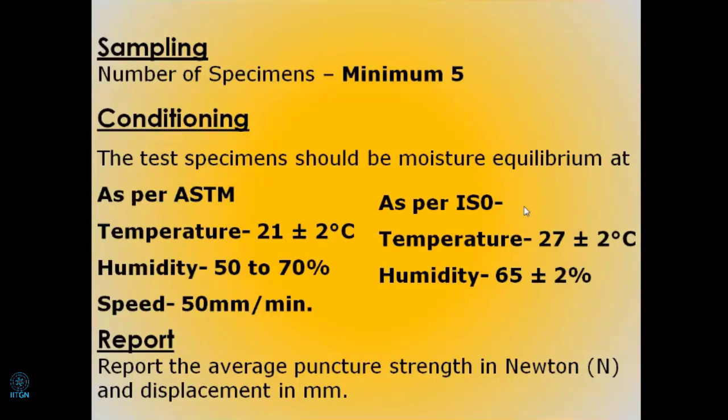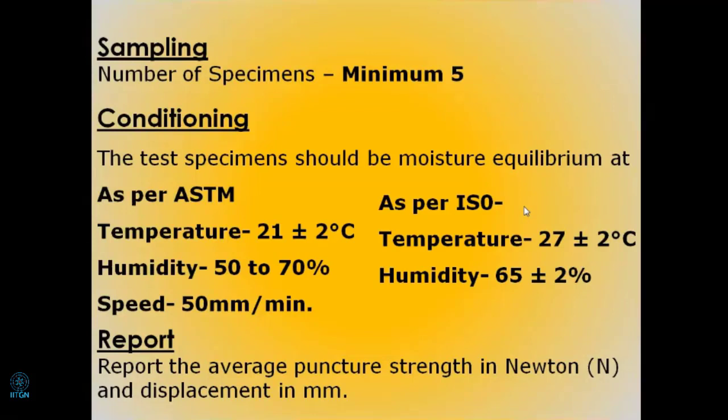Like in this test, as per ASTM, we have to maintain the temperature 21 plus minus 2 degrees centigrade, as well as humidity 50 to 70%. And speed is 50 mm per minute. Means the speed of the plunger should be maintained as 50 mm per minute.